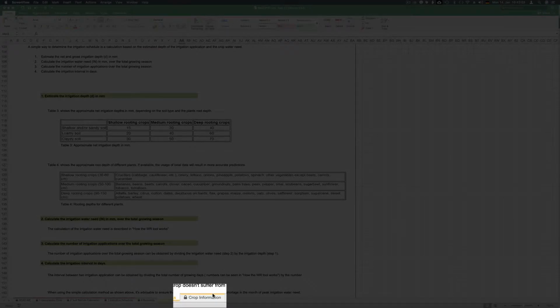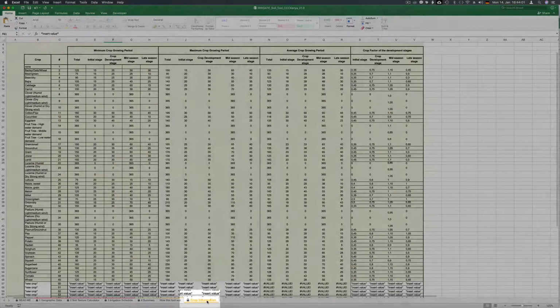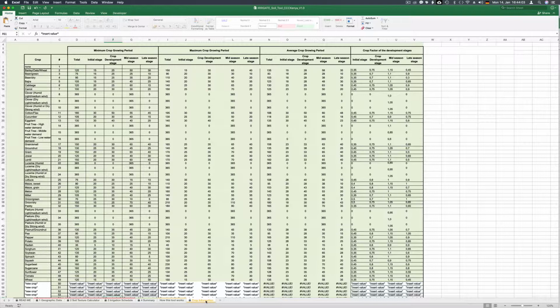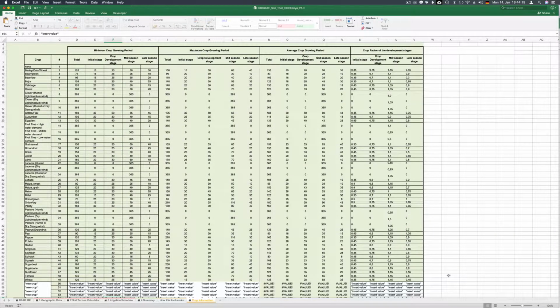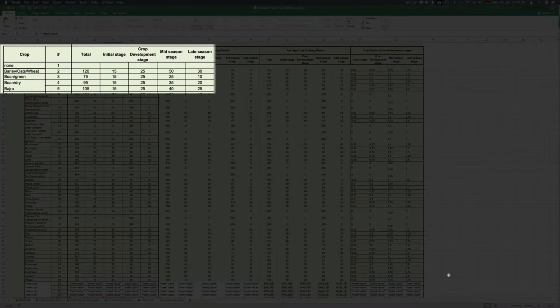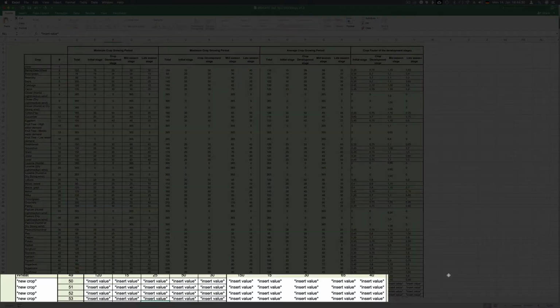On the crop information sheet, you can find comprehensive crop data of most common crops. 3 different crop growing periods are given, that is minimum, maximum and average crop growing period. The crops and their water requirement are given for different stages of the crops, beginning with the initial stage, the crop development stage, the mid-season stage and the late season stage. Other crops can be inserted into the table if their data are known.